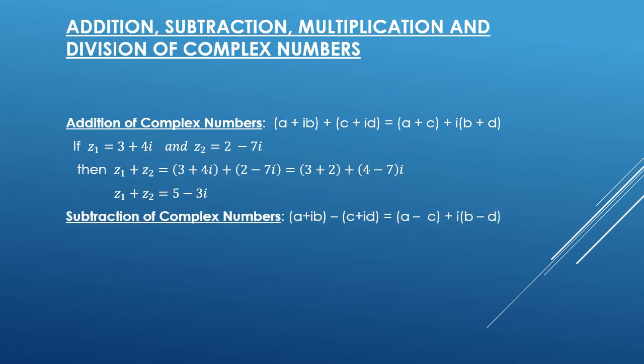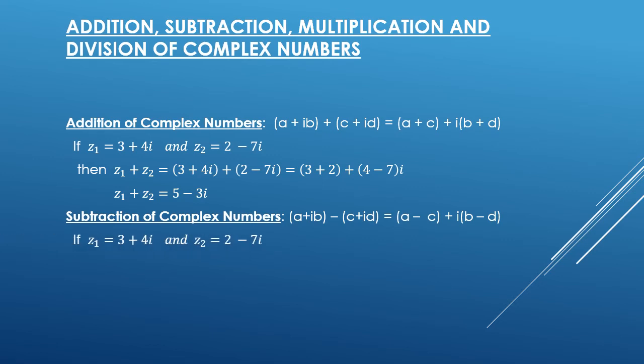Subtraction of complex numbers. If we have two complex numbers a plus iota b and c plus iota d, then we can subtract the second complex number from the first in the following way. That is, subtracting the real part of the second from the first, and similarly the imaginary part of the second from the imaginary part of the first.